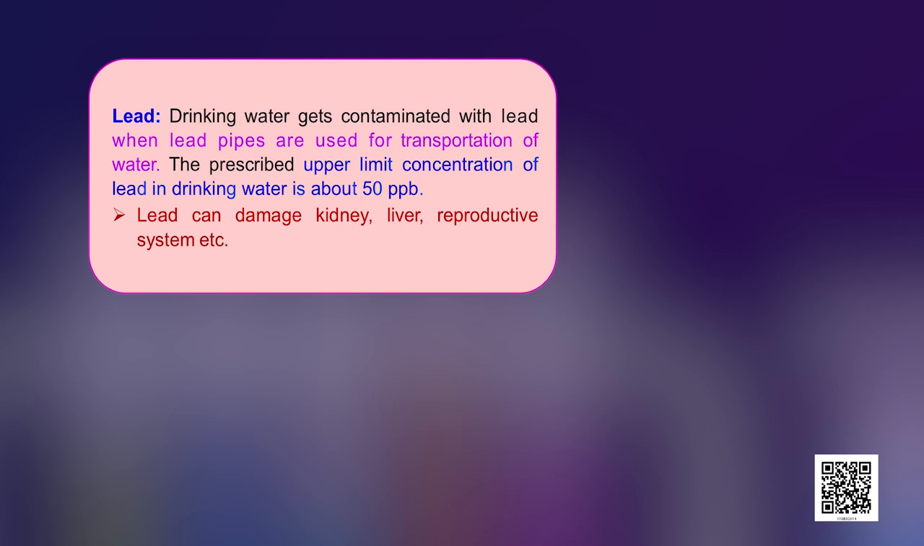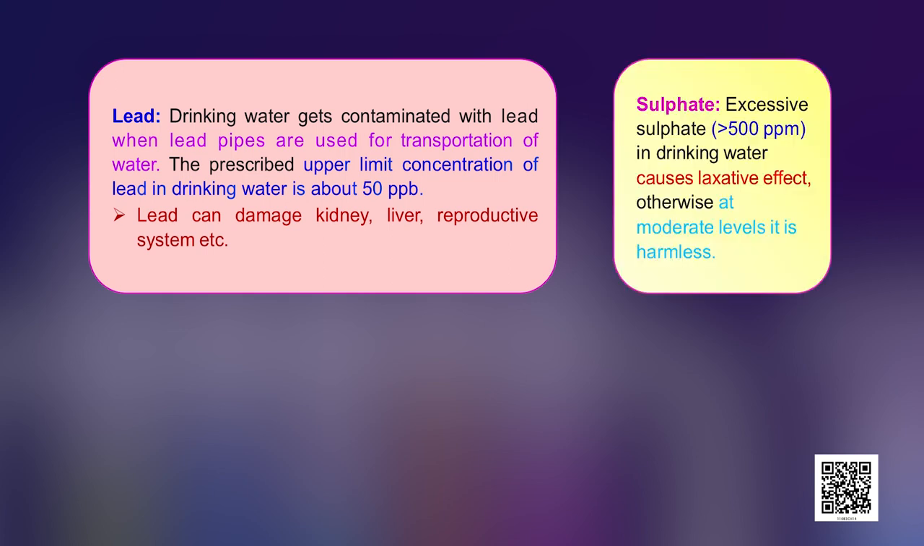Coming to lead, another water pollutant, the drinking water gets contaminated with the lead from the lead pipes that are used for transportation of water. The prescribed upper limit for concentration of lead in drinking water is 50 parts per billion. Lead can damage kidney, liver and reproductive system, etc.